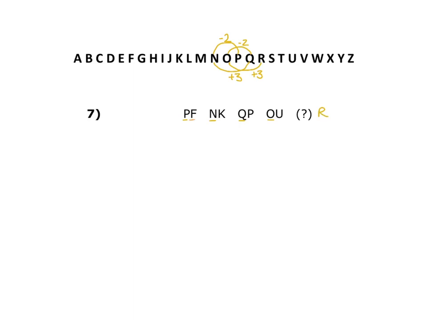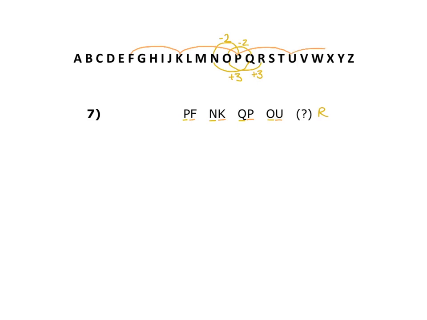We have F, K, P and U. From F to K is a jump forwards of 5 places. From K to P is another jump forwards of 5 places. And from P to U is a further jump forwards of 5 places. Therefore, the next jump will be a jump forwards of 5 places from U.